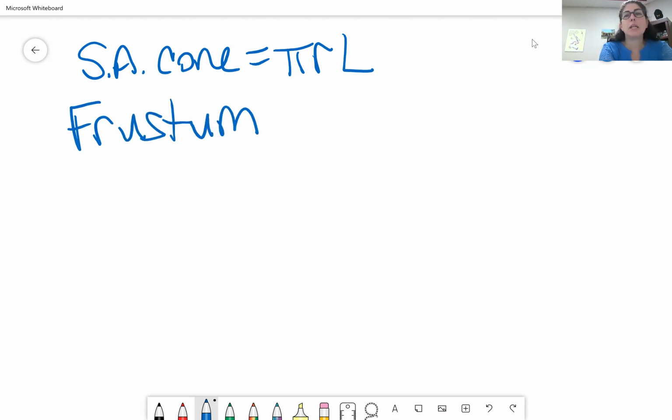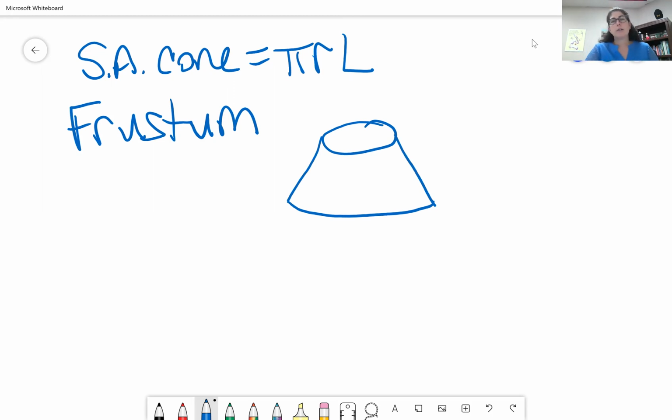A frustum is a piece of a cone. It's the piece of the cone without the point. This might look familiar if you've been to the circus. It's the base that the elephant might stand on at the circus. This is called a frustum. And the question we want to answer here is, what is the surface area of a frustum?